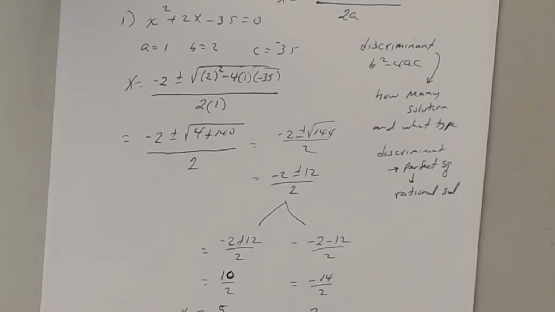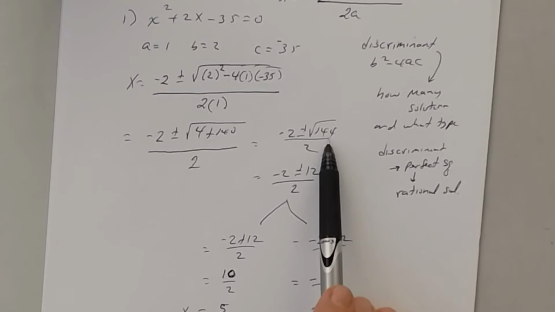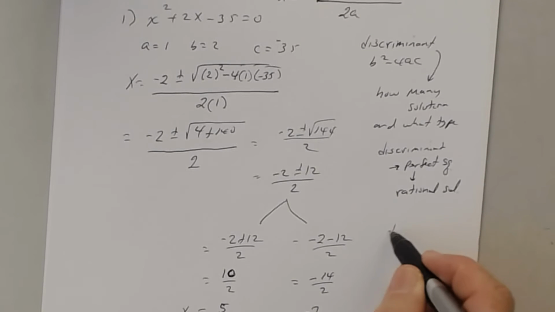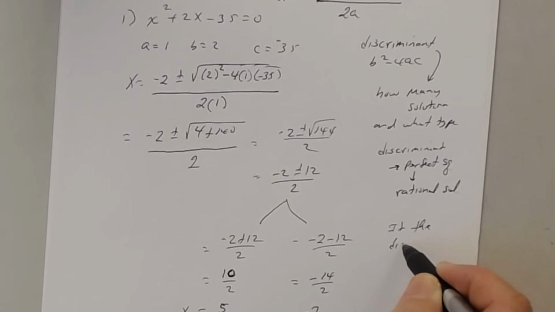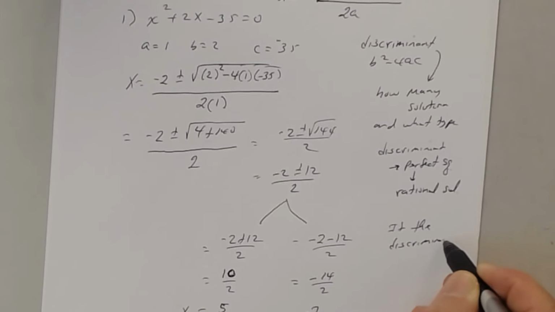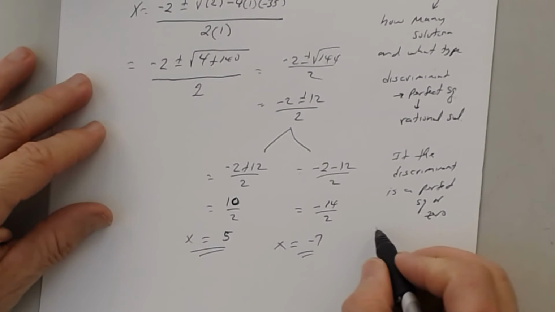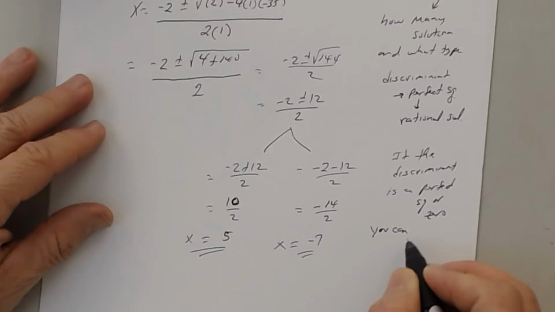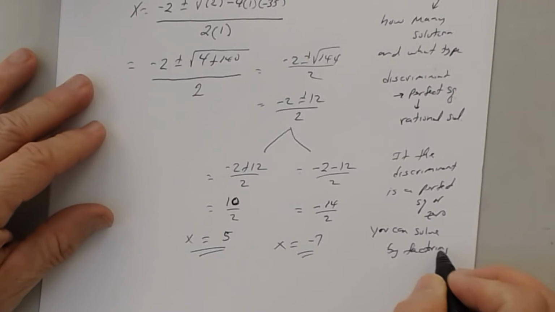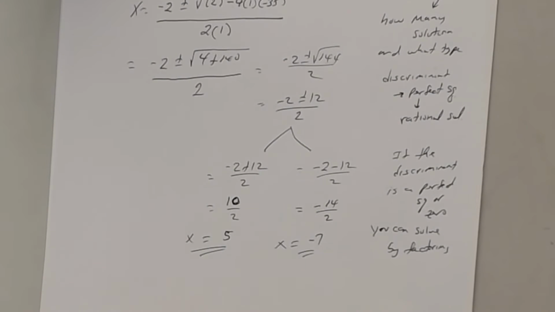Now I want to mention something though. You see how the discriminant is a perfect square? If the discriminant is a perfect square or 0, you can solve this by factoring. So since the discriminant was a perfect square, you could have solved this by factoring.